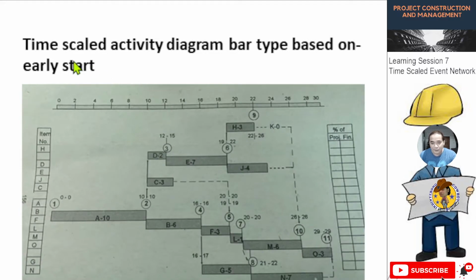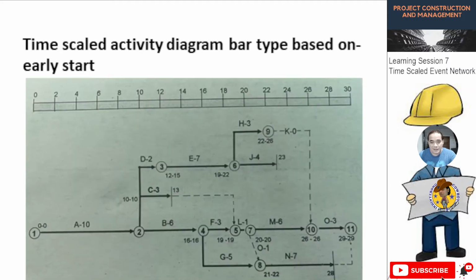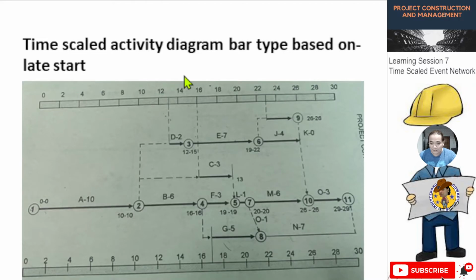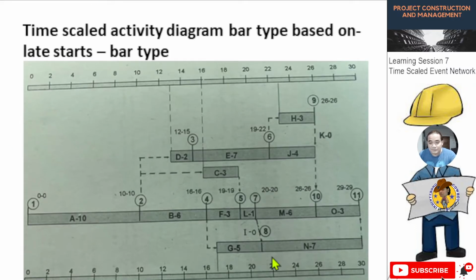Next, we have the time scale activity diagram based on early start. This is actually the same, but this adds the percent of project completion, the proposed and the finish, the percentage of each activity. Then we have this one, the time scale activity diagram bar type based on early start. It is the same, but arrows are used for the diagram. Next, a dotted line is added for project monitoring purposes. This one is almost the same as the other ones.